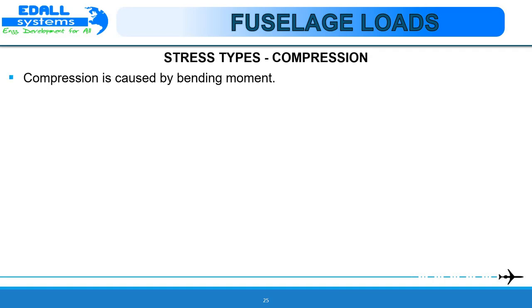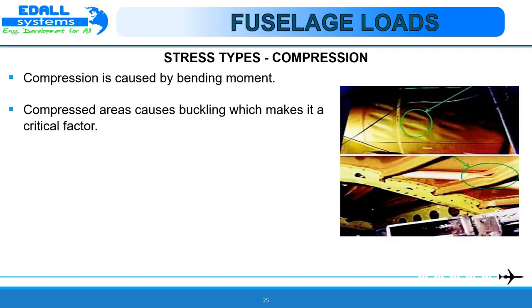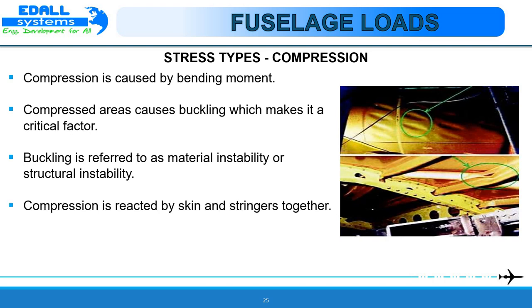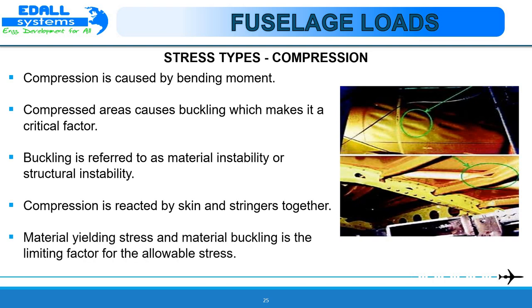Stress type: compression. Compression is caused by bending moment. Compressed areas cause buckling, which makes it a critical factor. Buckling is referred to as a material instability or structural instability. Compression is reacted by skin and stringers together. Material yielding stress and material buckling are the limiting factors for the allowable stress. Here you can see in the image the green marks are the result of compression or buckling on an aircraft.